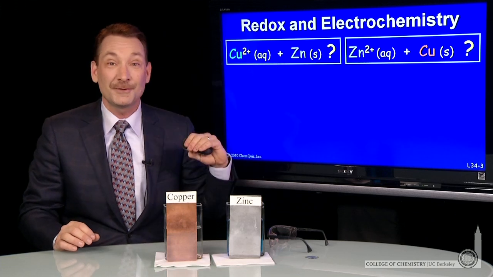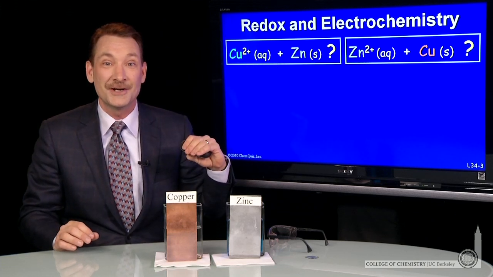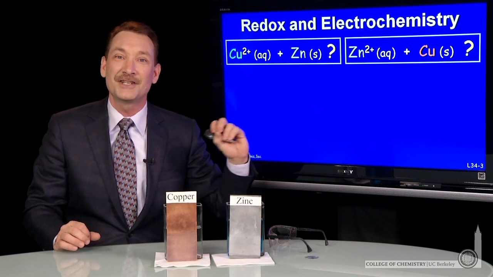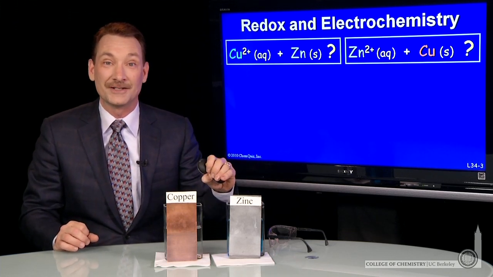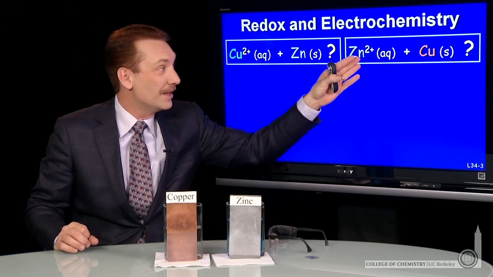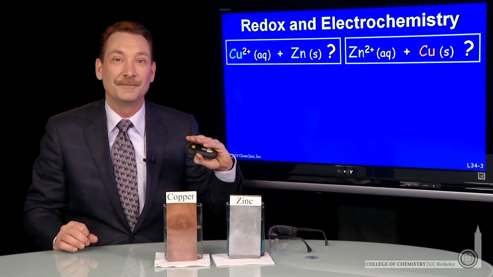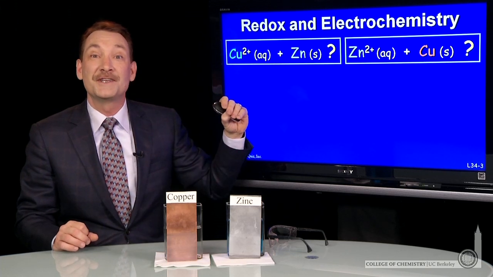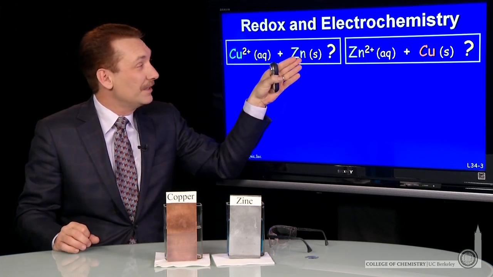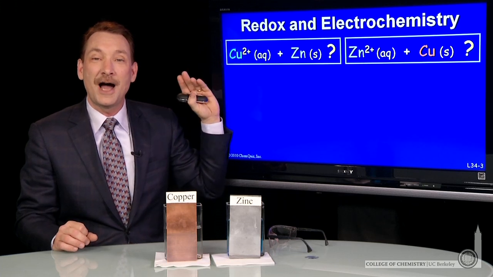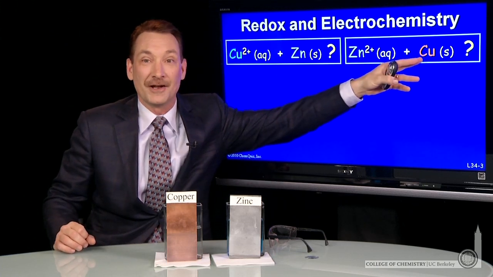I've written possible electron transfer reactions here. When electrons are transferred, we call them reduction-oxidation reactions, or redox reactions. Here's copper ions and zinc metal, or zinc ions and copper metal. The question is, where do the electrons prefer to reside? That is, will zinc transfer a pair of its electrons to copper and make copper metal?